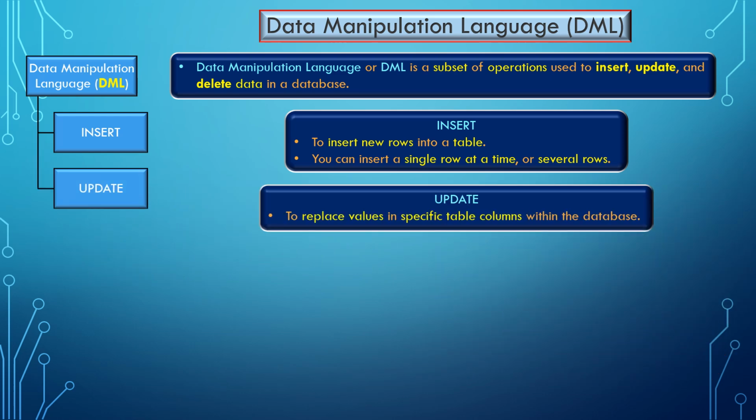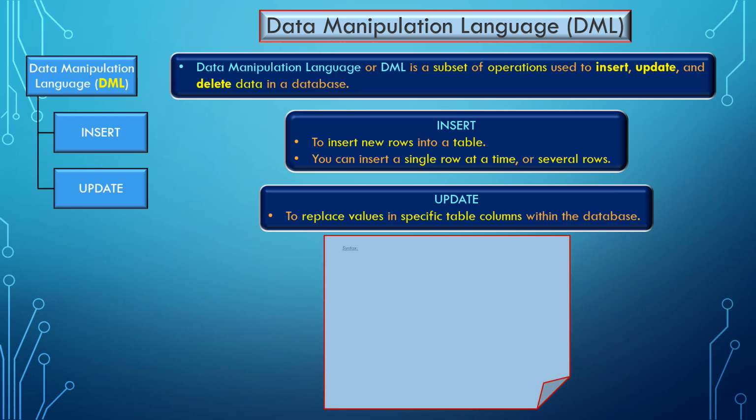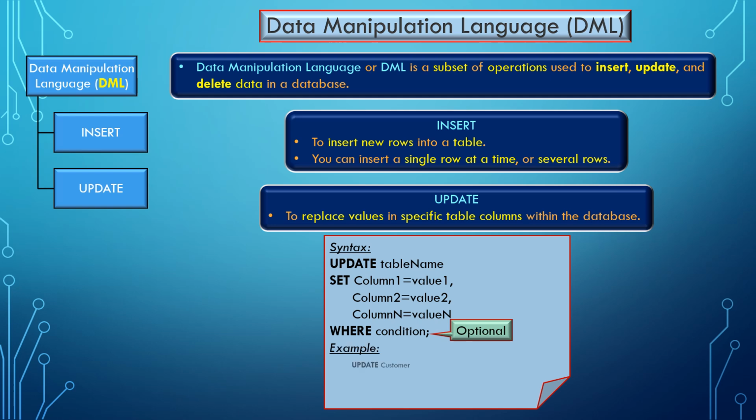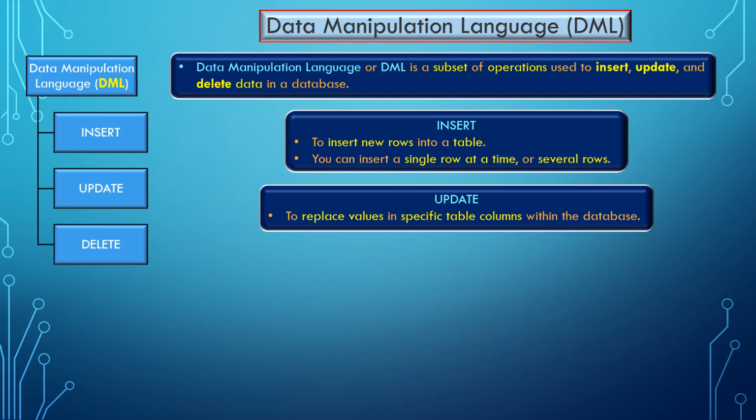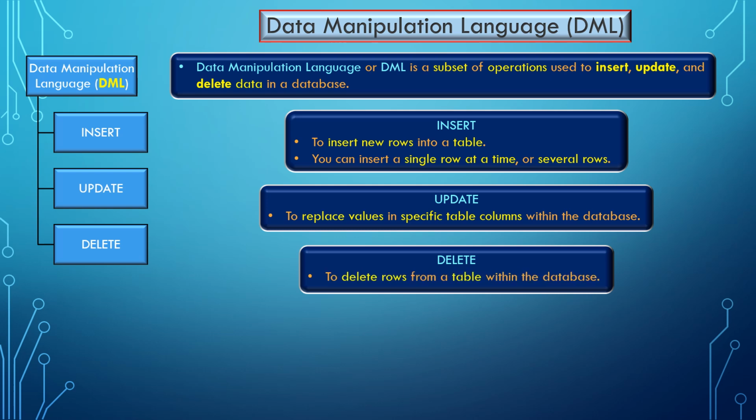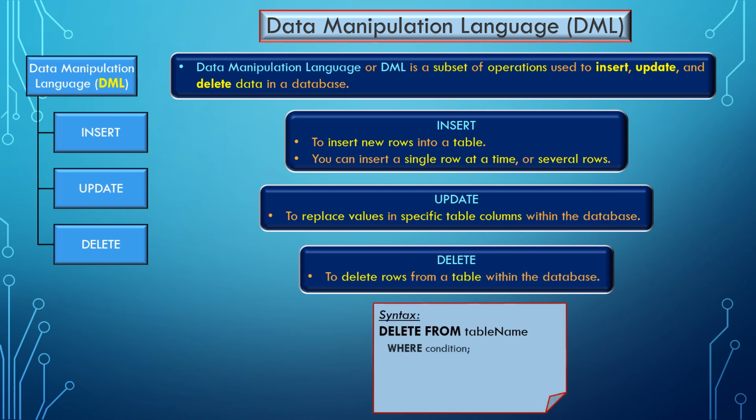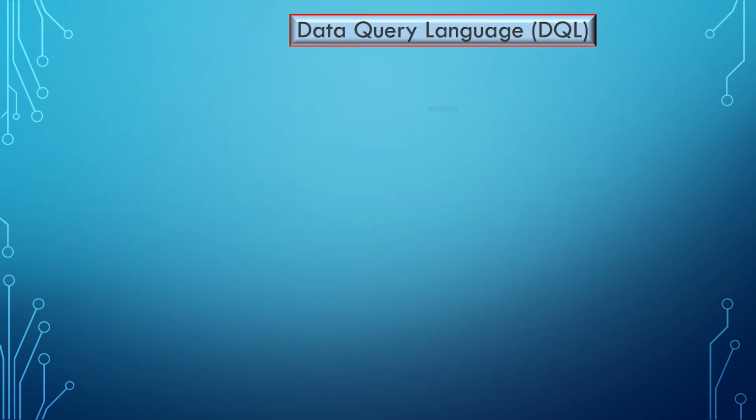Update is used to replace values in specific table columns within the database. Here is an example of using the update command. Note that the where condition is optional. Delete is used to delete rows from a table within the database. Here is an example of using the delete command. Note the where condition is optional.